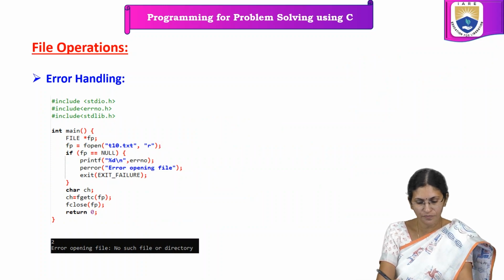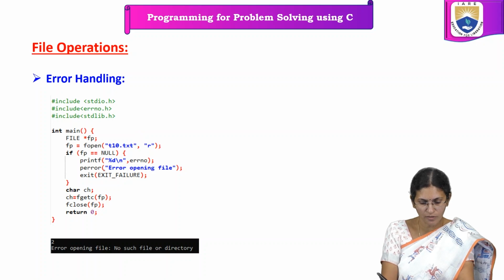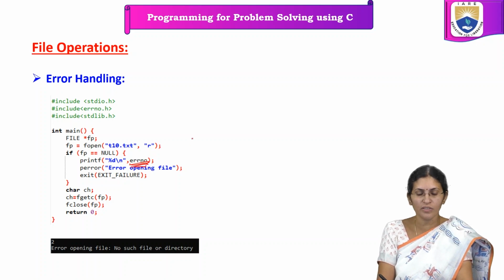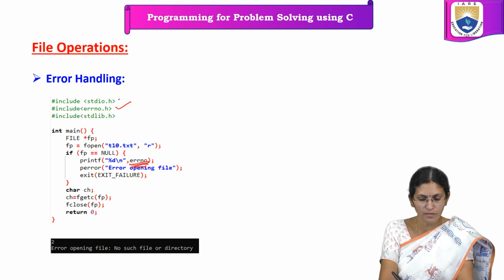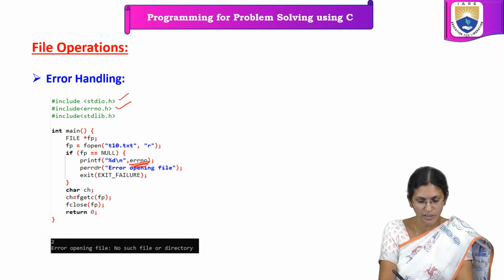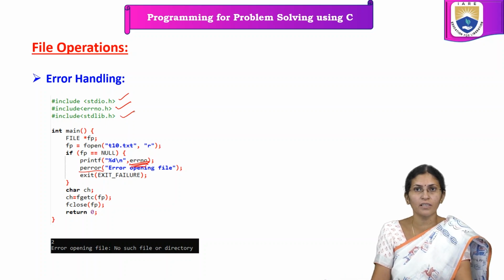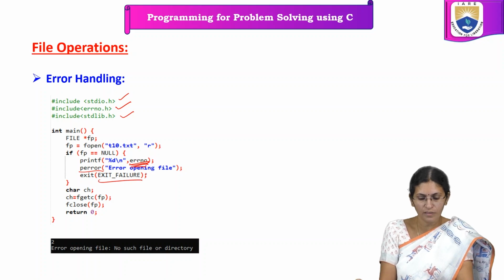Next, let us see the use of the perror function and this errno variable. This errno is a global variable which is defined in the header file errno.h. Next, we need to include stdio.h for using printf, and perror is also defined in the stdio.h header file. The stdlib.h header file consists of the values for EXIT_FAILURE and EXIT_SUCCESS.